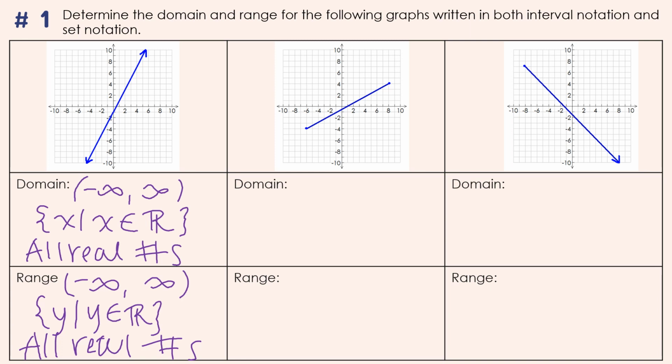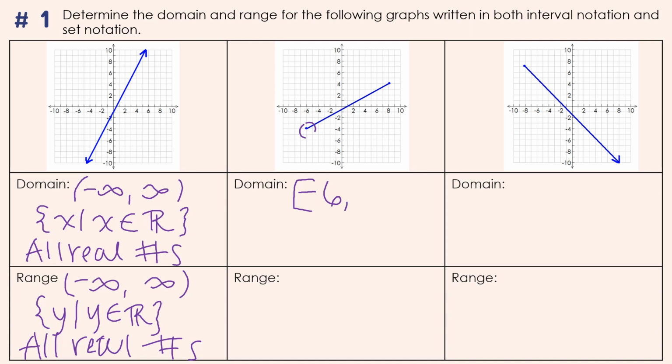For the second graph, it is a line segment. So it doesn't go forever. It has a definite beginning and a definite end, both left and right, and both bottom to top. So for the domain, focus specifically on the x's. So if we're looking, does it go left forever? The answer is no. Its furthest left point is at negative 6. And there's a physical point there, which means it equals negative 6. So we will use a bracket.